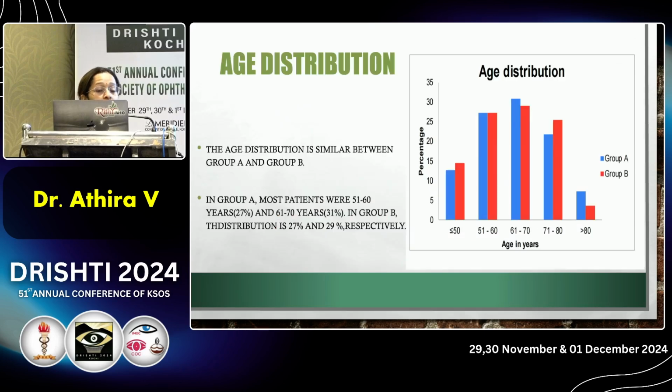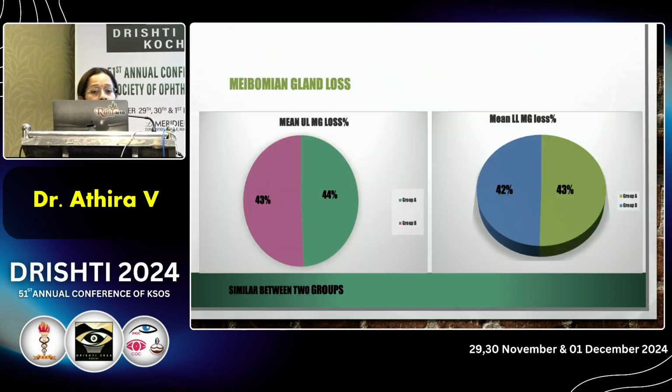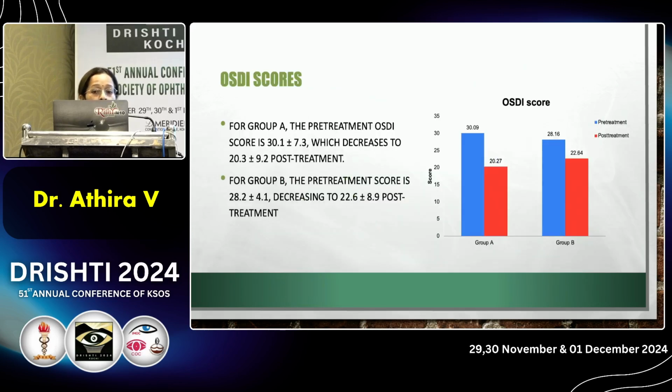Then moving to the results, age distribution is similar between the two groups, most of them being between 61 to 70 years of age. Gender distribution is also similar in groups A and B. Meibomian gland loss is also almost similar between the two study groups, A and B.